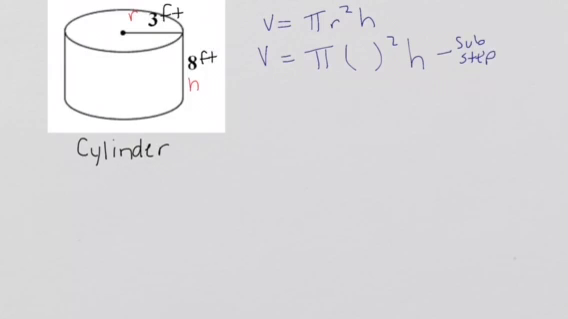Okay, open up your MTT. This is going to be a volume test review. All right, our first figure is a cylinder. The radius is 3, the height is 4. Notice that I've labeled them R and H.